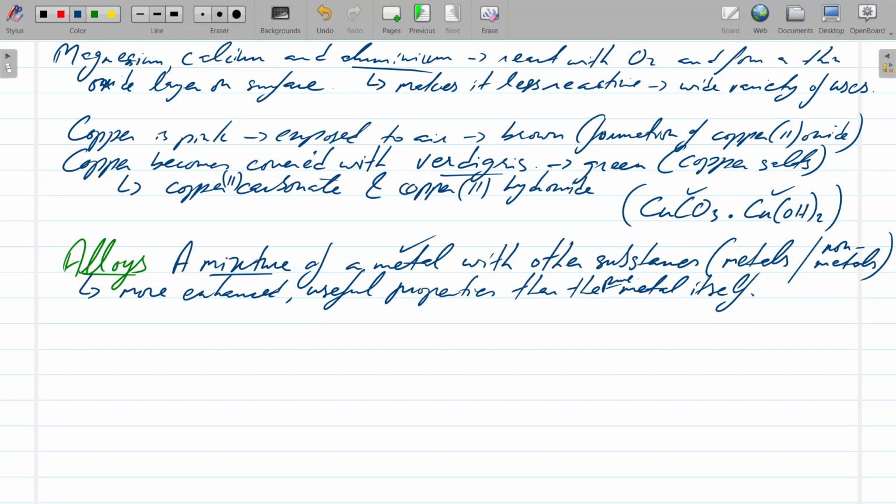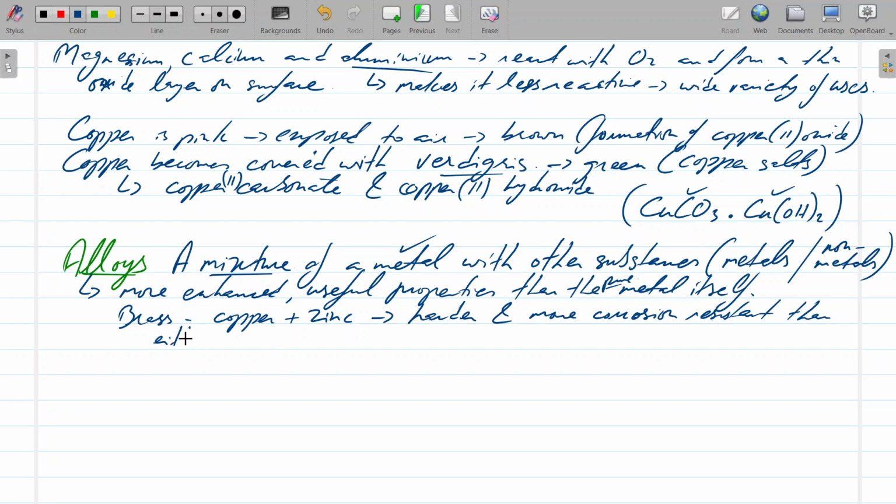So an example of an alloy is brass, which is made of copper plus zinc. It is harder and more corrosion resistant than either of the metals.